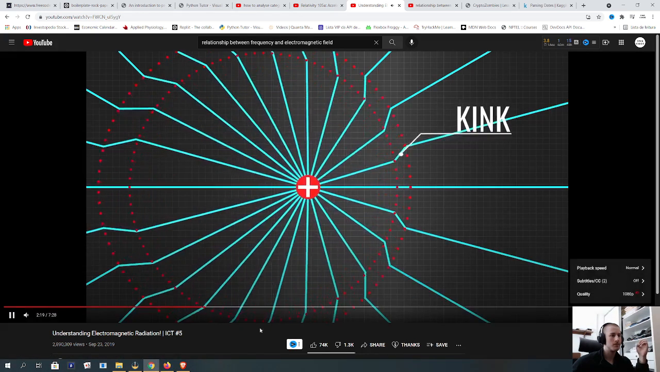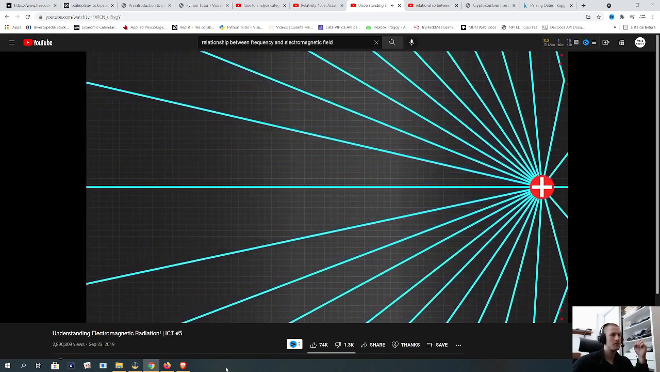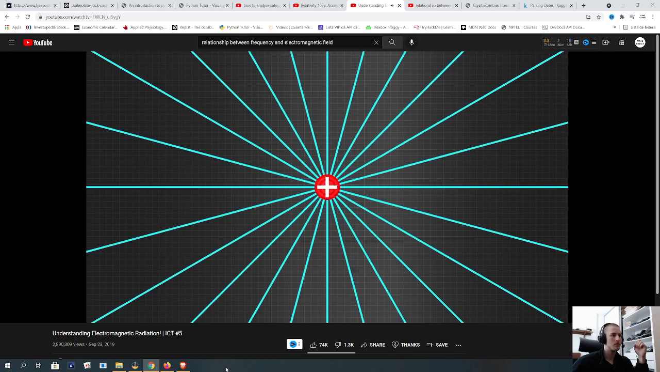It's outwards at the speed of light. To show the kink animation in a clear way, let's move the camera along with the charge.